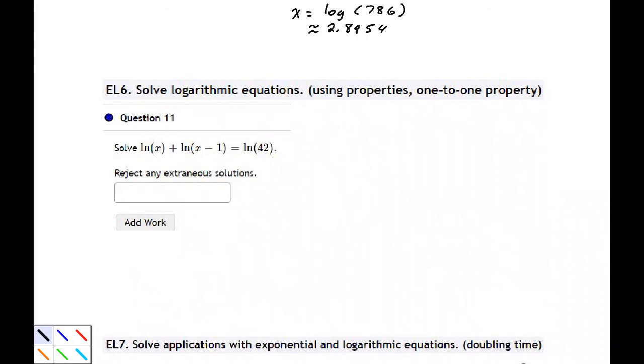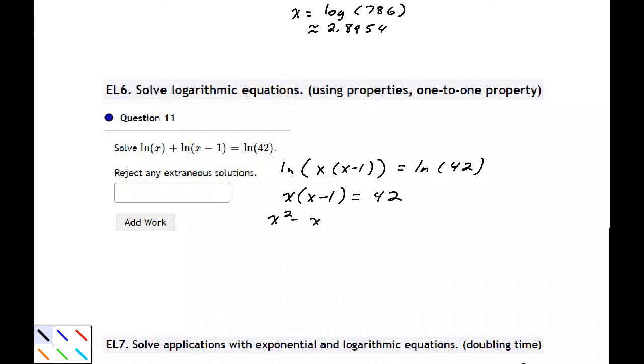We're going to first use our product rule on the left-hand side to combine ln of x plus ln of x minus 1. That will be ln of x times (x minus 1), and that equals natural log of 42. Now, because of the one-to-one property, x times (x minus 1) must be equal to 42. So I'm going to distribute the x, so that will be x squared minus x equals 42.